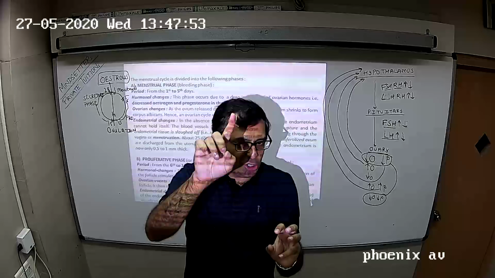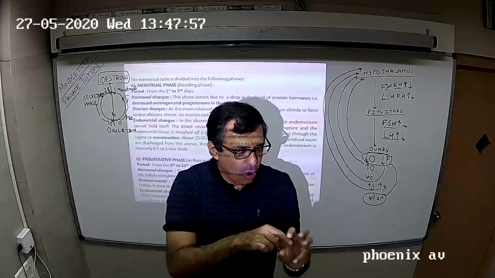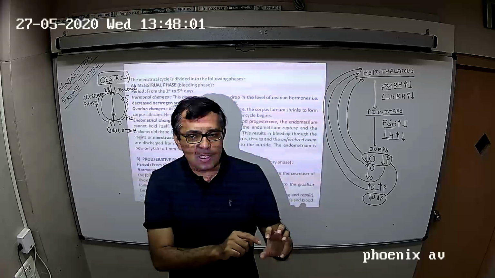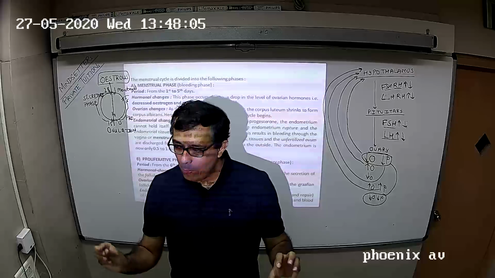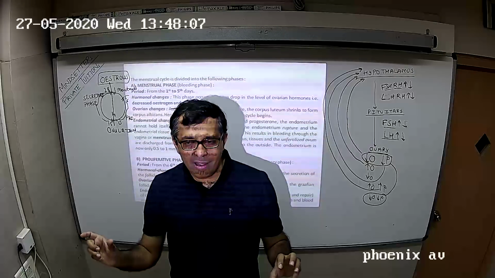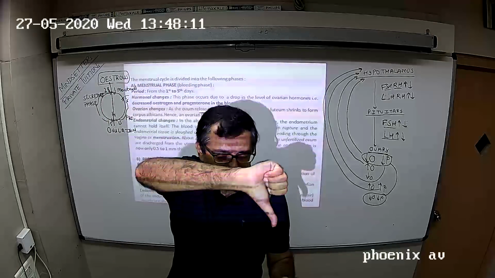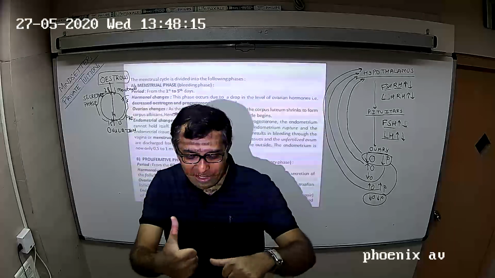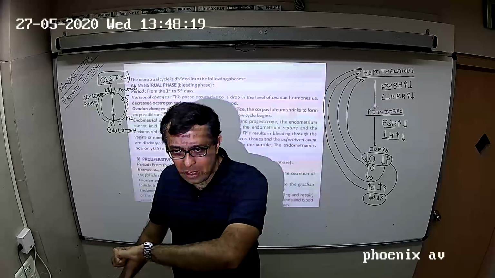LH helps in ovulation. LH acts on corpus hemorrhagicum to become corpus luteum. Corpus luteum starts giving progesterone and estrogen. Progesterone prepares the endometrium. High progesterone, negative feedback, LH becomes less. Corpus luteum becomes corpus albicans. Estrogen and progesterone less. The endometrium bursts.